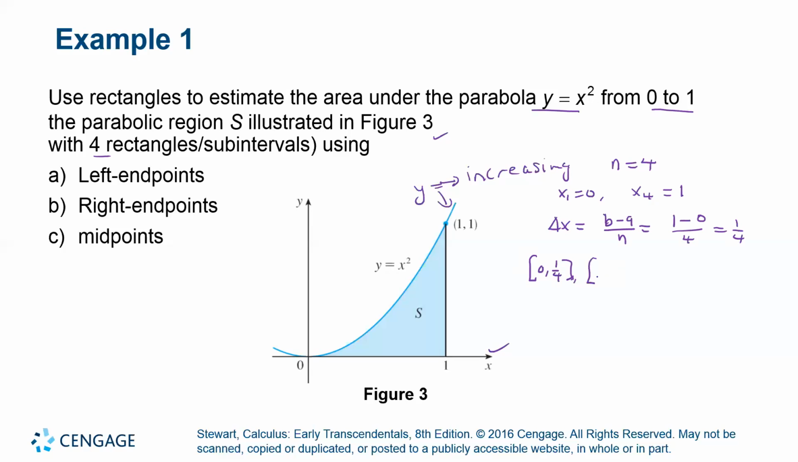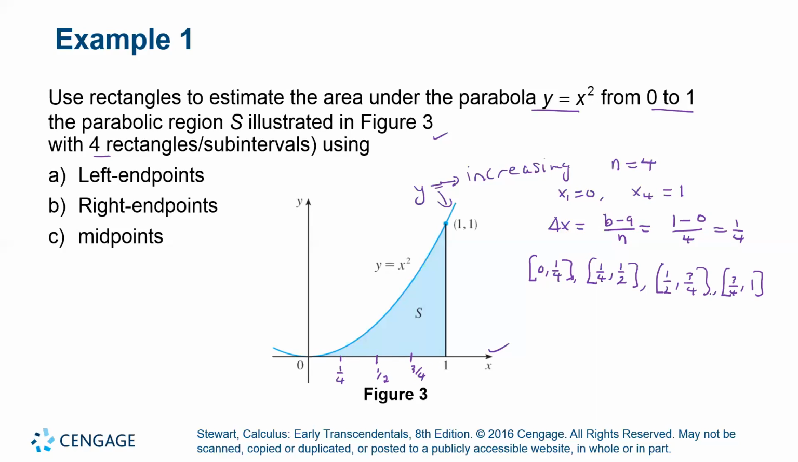Okay, the second subinterval will be from 1/4, and if you add 1/4 to 1/4, you get 1/2. And then the next one will be from 1/2 to 3/4. And finally, you have 3/4 to 1. So here, this is 1/2, that is 3/4, and that is 1/4. Okay, so we're going to have this partition.